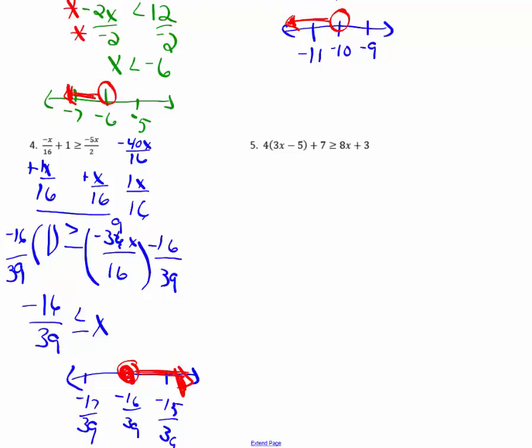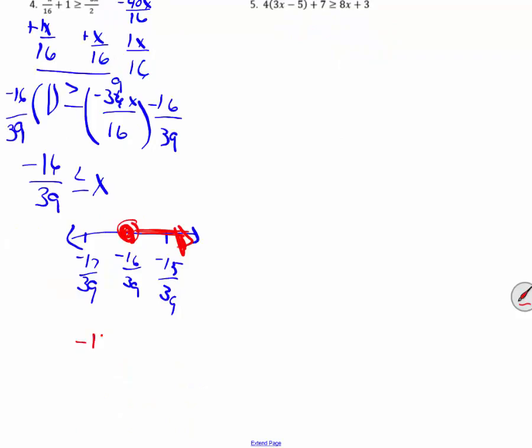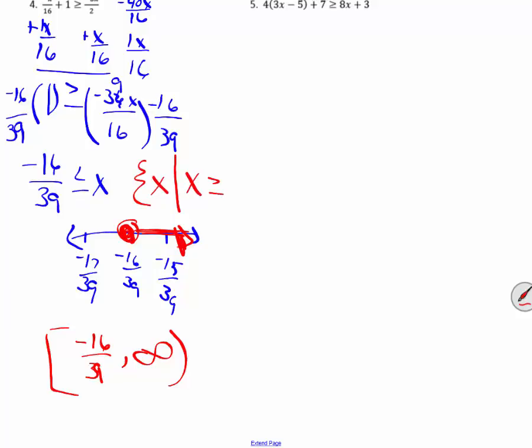If I then wanted to put this into interval notation, we're going from negative, I've totally run out of room here. I'm going from negative 16 over 39 to positive infinity. This is colored in, so it's a hard bracket and then a soft bracket. In set builder notation, I'm going to put that here just because I'm all over the place: x such that x is greater than or equal to negative 16 over 39. If you kept it the way it says right here, negative 16 over 39 is less than or equal to x, that would be okay as well.